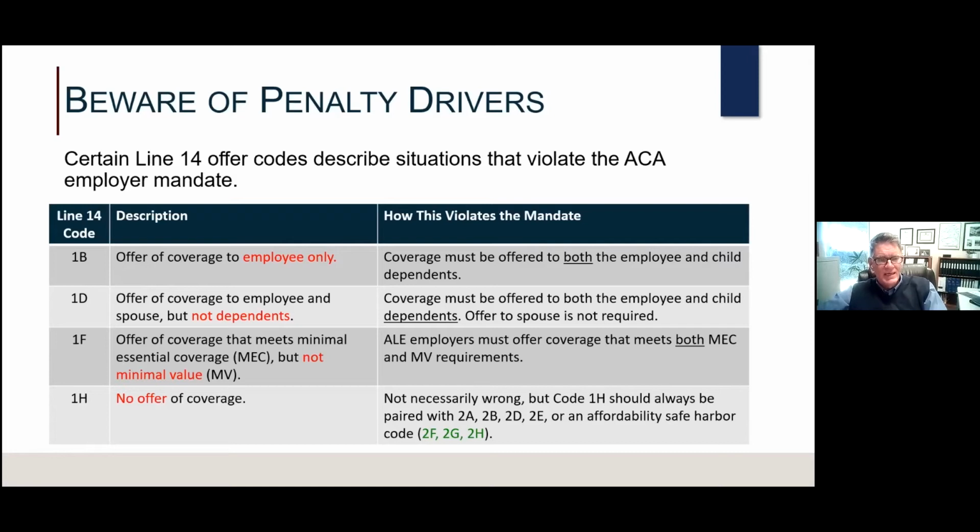And then 1H, this isn't necessarily wrong, but if paired with the wrong Series 2 code, 1H can be used improperly and can drive penalties. It should always be paired with an appropriate Series 2 code, either 2A, 2B, 2D, 2E, or an affordability safe harbor code. And we're going to go over these again in some detail as we get deeper into the webinar. And you also have your handout, which provides definitions for these codes.